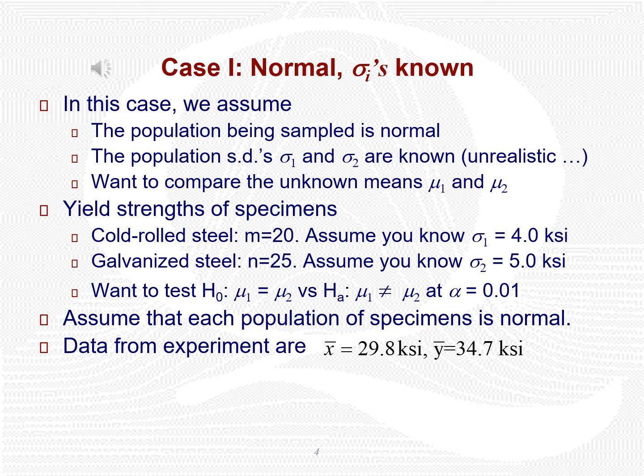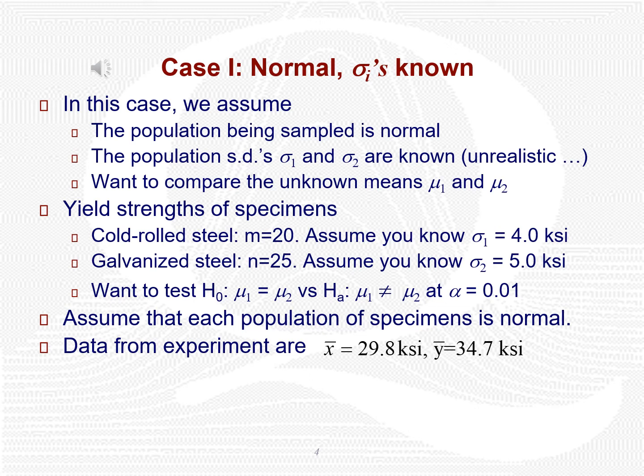Suppose we have two types of steel that we have tested the yield strengths on. We have tested m equals 20 samples of cold rolled steel and n equals 25 samples of galvanized steel. For now, let's assume that we know the population standard deviations, perhaps from lots of experience with these types of steel, to be 4.0 and 5.0 for the cold rolled and galvanized steel respectively. We want to test the hypothesis that the two population means are equal versus a two-sided alternative at an alpha equals 1%. Furthermore, we are willing to assume that the two populations are normally distributed.